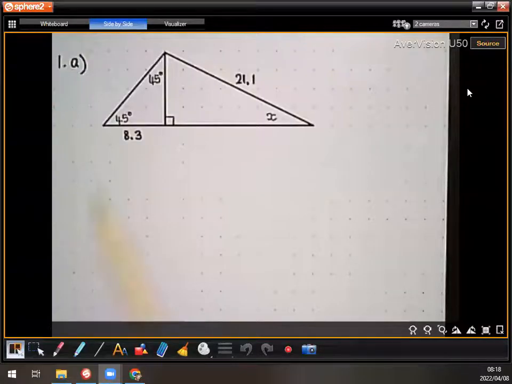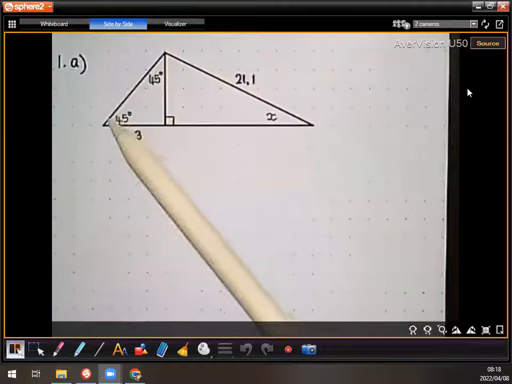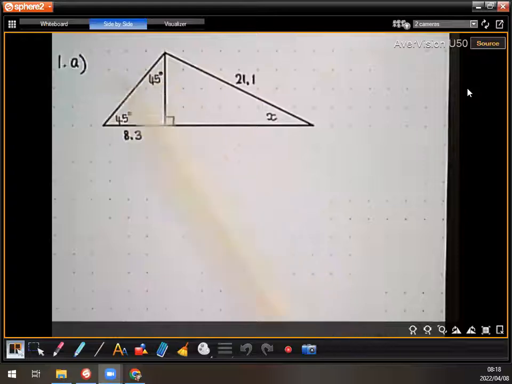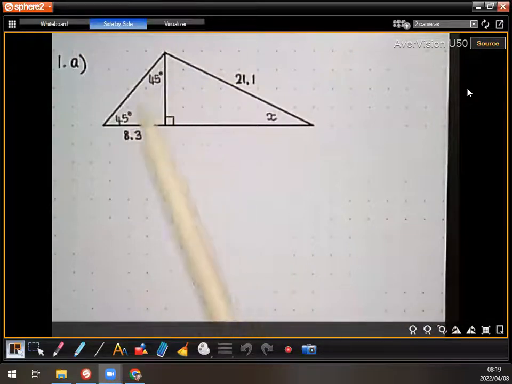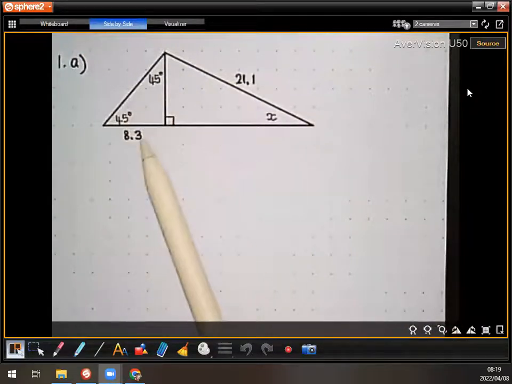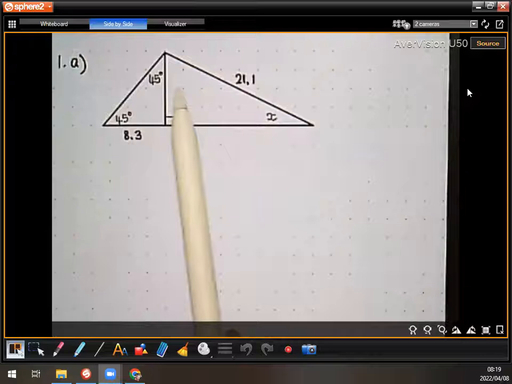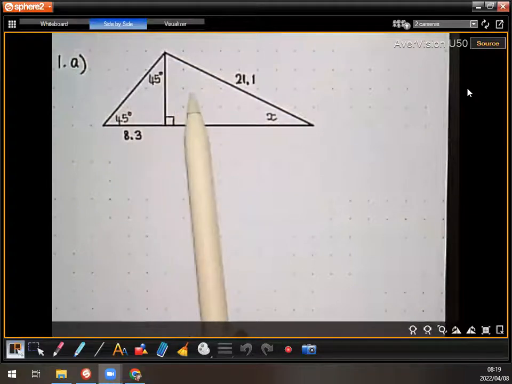If we're looking at this triangle here, we have a 45-degree angle and a 45-degree angle. It's an isosceles triangle, right? Does that make sense? So guys, we know that if those two angles are equal, then the sides opposite those angles will also be equal. That's actually the reason, right? Sides opposite equal angles. So if that one is 8,3, that side is also going to be 8,3. Alright, does that make sense?